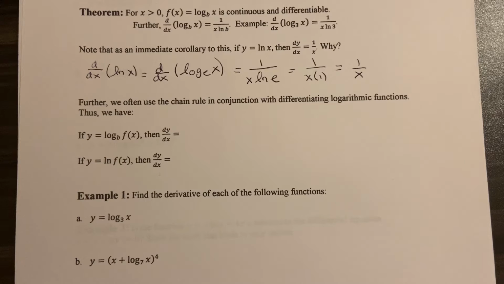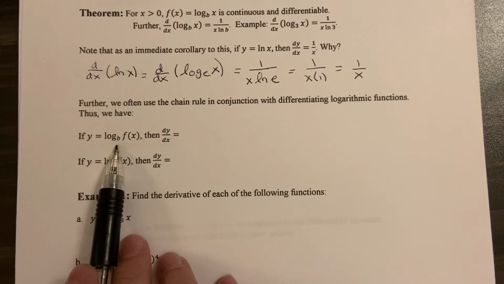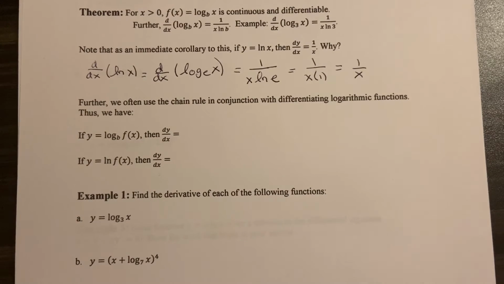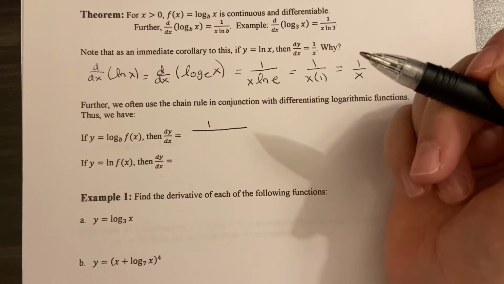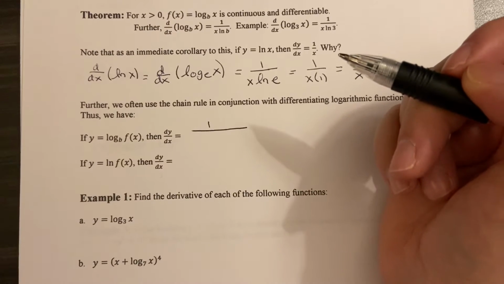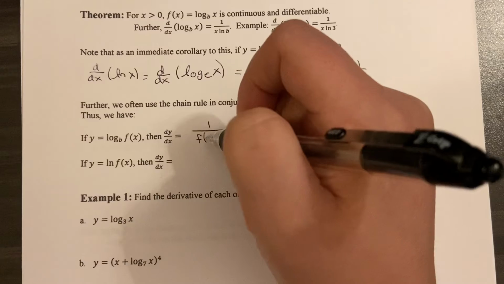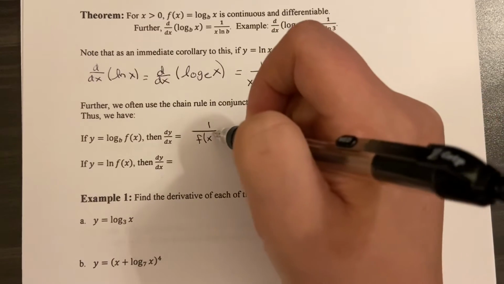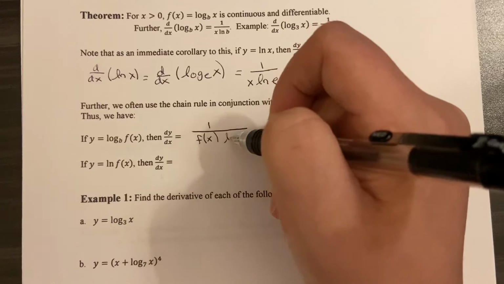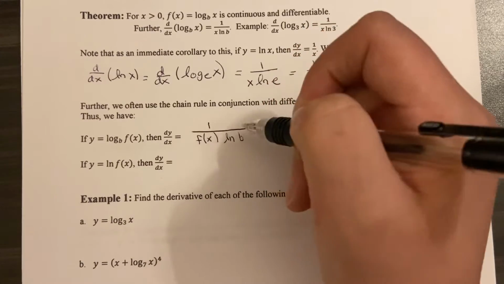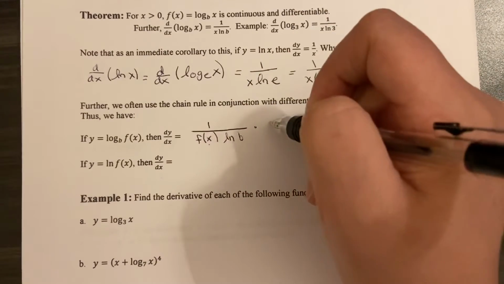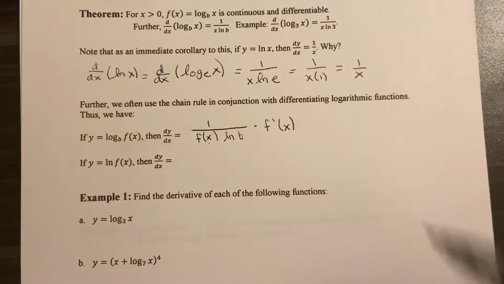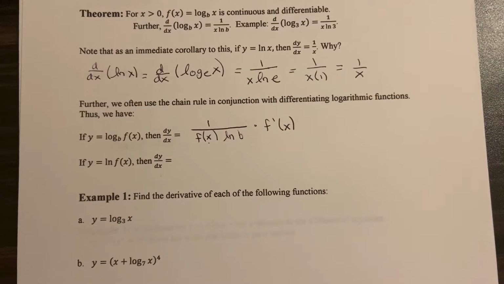So down here, further, we often use the chain rule in conjunction with differentiating logarithmic functions. Thus, we have the following. So now they're doing log base b of a function. So when that happens, you have to do 1 all over f of x. But then you have to times it by ln of whatever the base is, the b. And then since it's a function, you want to think of it kind of like chain rule, and you still have to multiply by the derivative of the function that they give you.